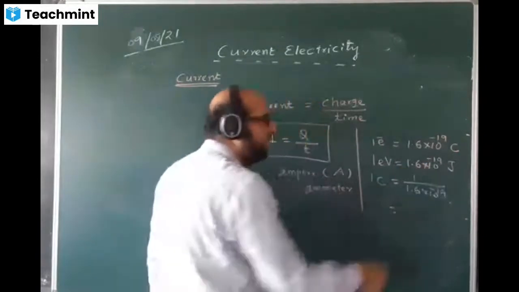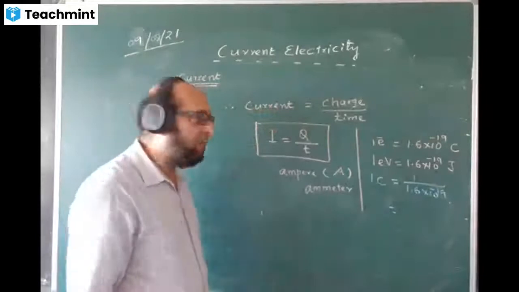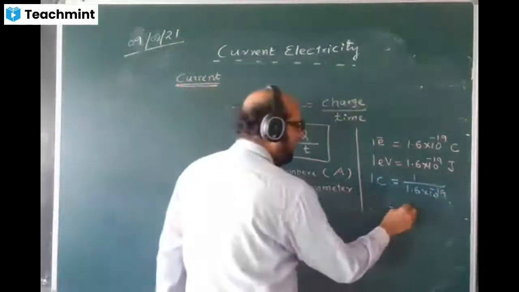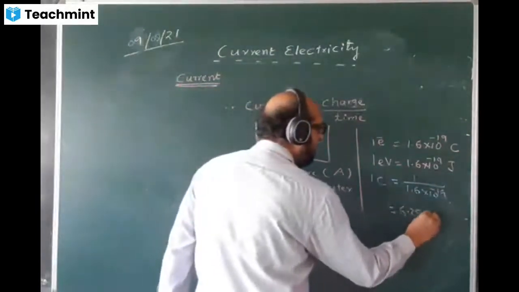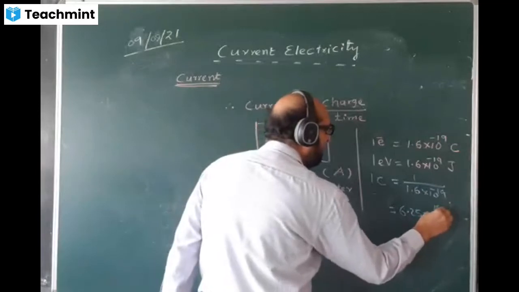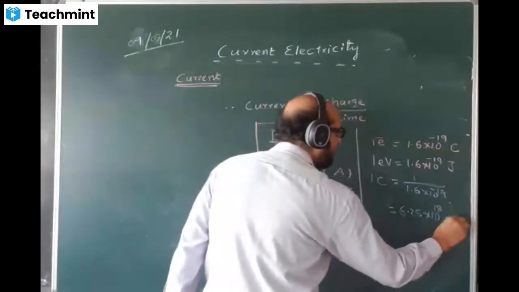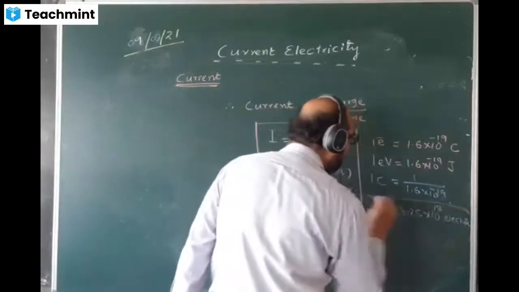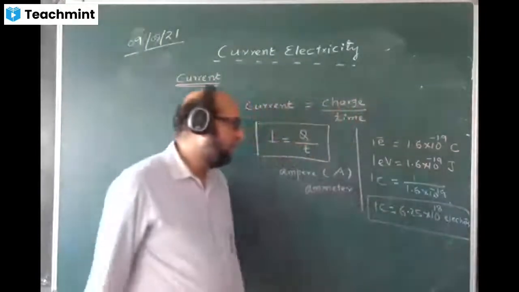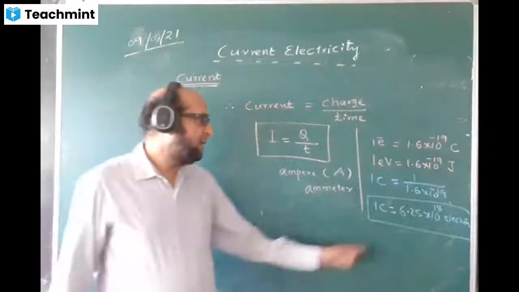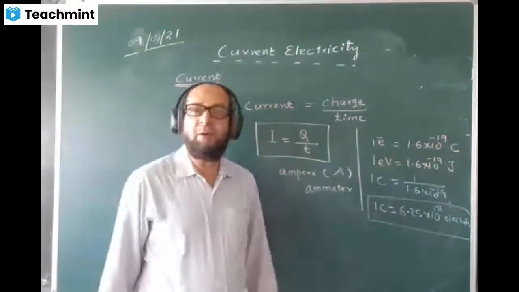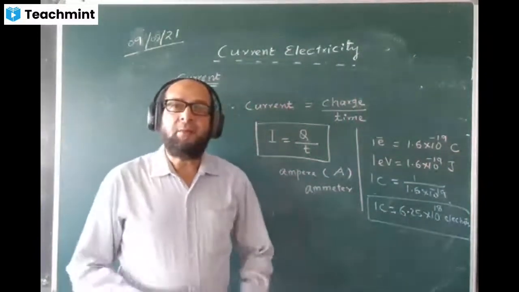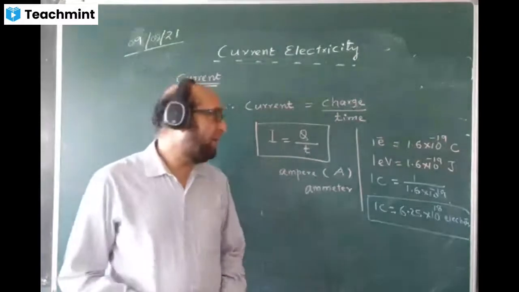Now when you do the calculation here, the answer will come 6.25 into 10 to the power of 18 electrons. One coulomb contains this many electrons. Please write down this information also. One coulomb has 6.25 into 10 to the power of 18 electrons. That is, one coulomb is quite a big value. It will contain this many electrons.